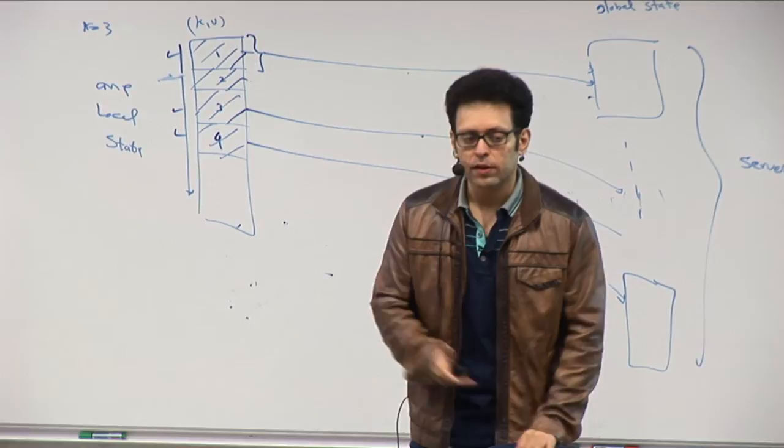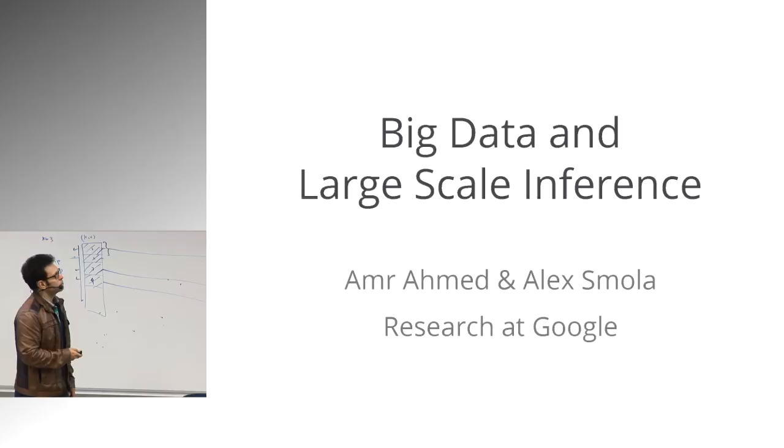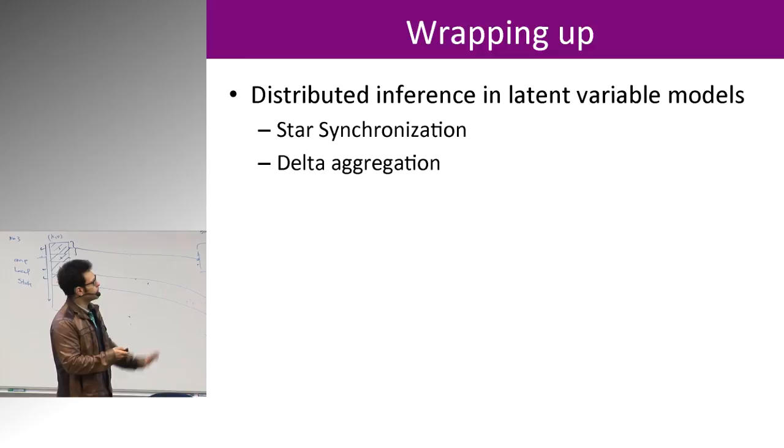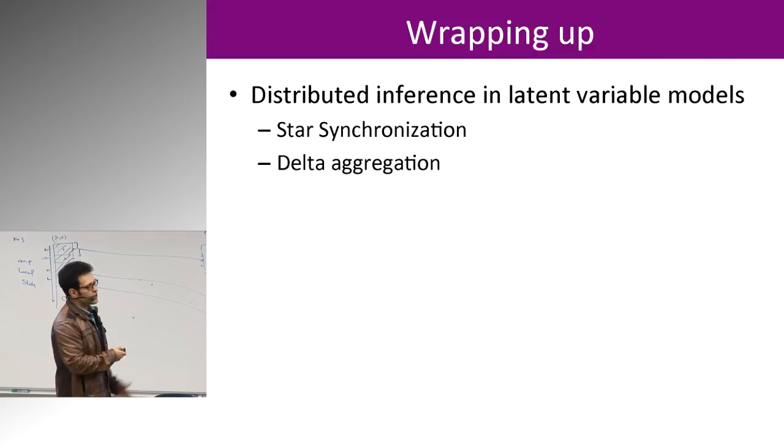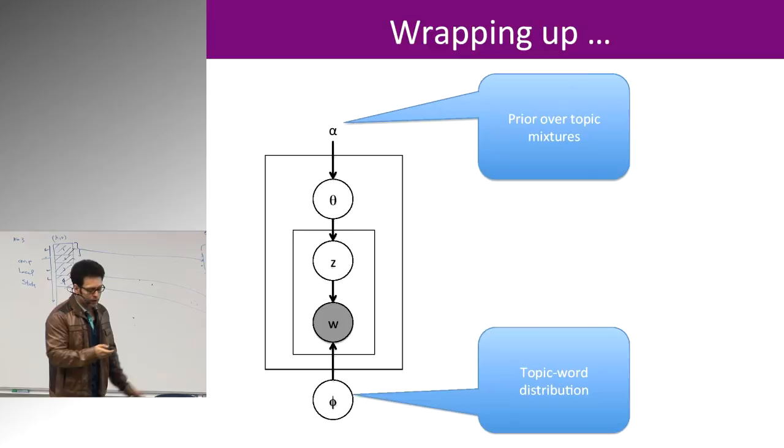OK, so again, to wrap up, that was the first part. We talked about distributed inference in latent variable models. The algorithm that we call star synchronization, for the reason that we have a star, and the local and the global exchange messages over the star. We also call it delta aggregation because we send deltas back and forth between the client and the server. Again, let's wrap up. So this is our LDA.